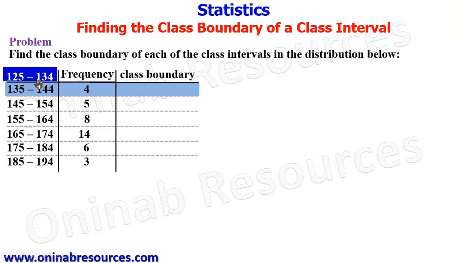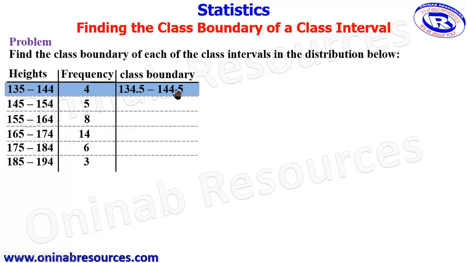To get the boundary, we add 134 plus 135. We divide the sum by 2, and that will give us 134.5. That is representing the lower class boundary of this class interval. Then we find the upper class boundary. The upper class boundary is obtained from the upper class interval of this class and the lower class boundary of the next class, which is 145. So what we do again is 144 plus 145, dividing the sum by 2, we have 144.5.